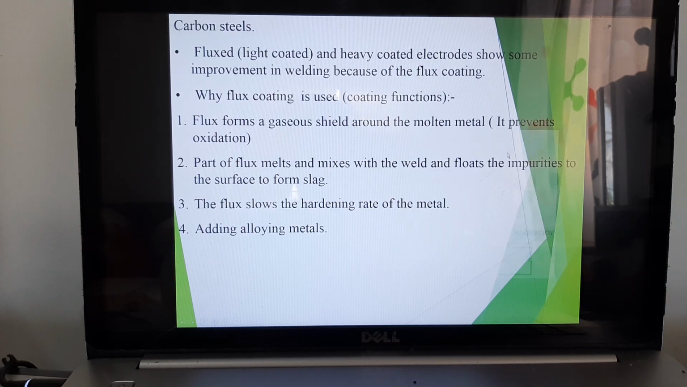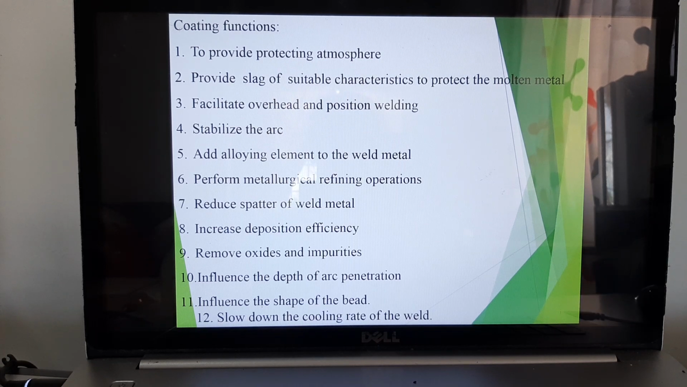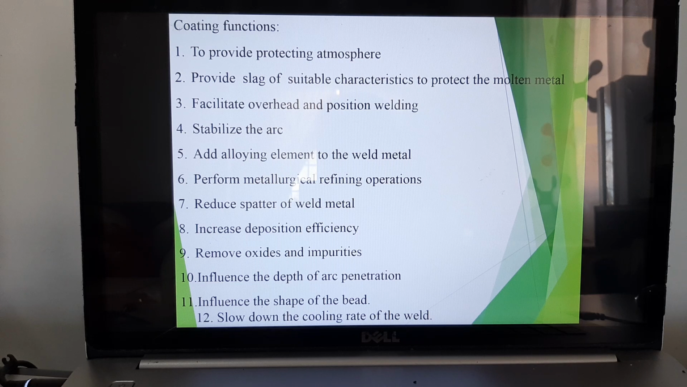So what are the functions of coating? Like I mentioned to you earlier, coating has got many functions here. It provides a protecting atmosphere, meaning that it protects your weld area from oxidation. It helps to stabilize the arc. Sometimes when you're welding, you find splatters, the weld will splatter. So it can be dangerous. By using a coated electrode, it will reduce the splatter of weld.